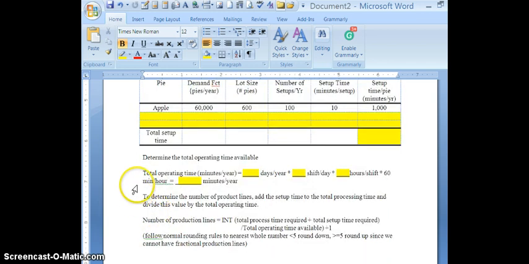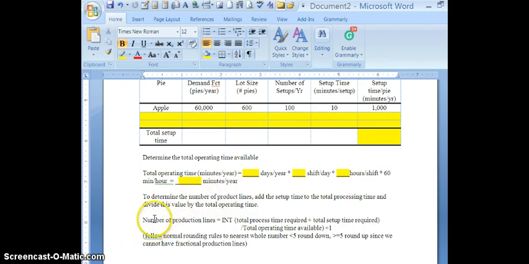The third step is we want to determine the total operating time that we have available with our current number of shifts and our current operations. To figure that out, we're going to take the number of days per year that we operate times the number of shifts per day times the number of hours per shift times 60 minutes per hour, and that will give us the total minutes per year that we have right now with our existing capacity.